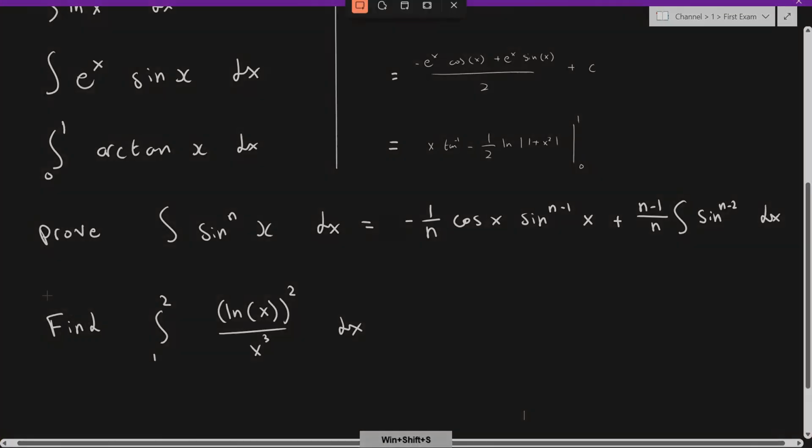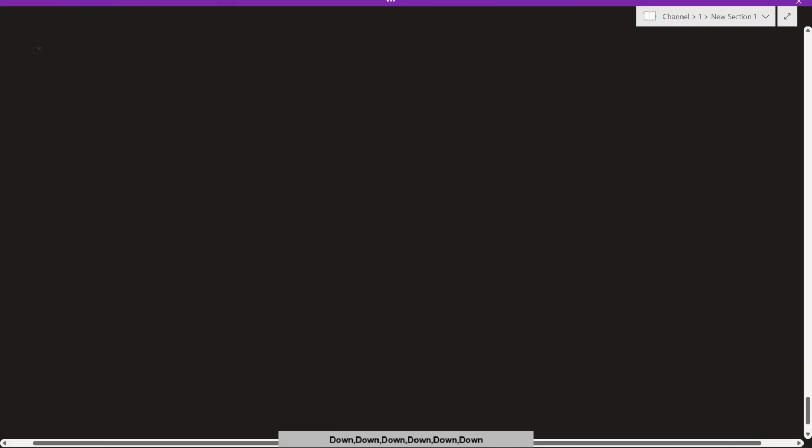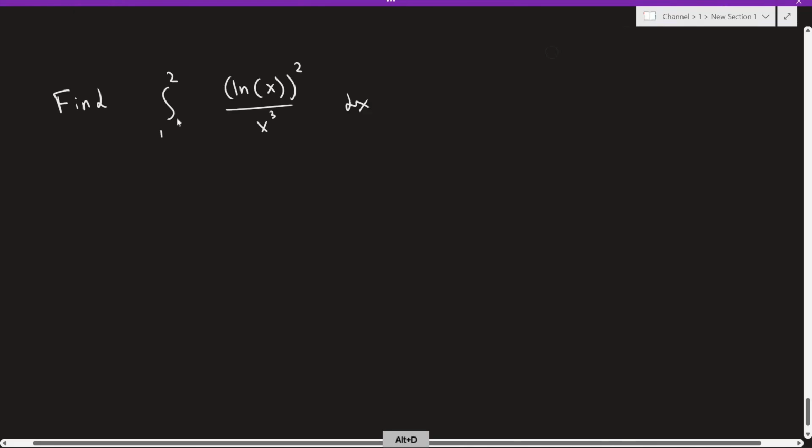All right, next question is finding the integral of ln x squared over x cubed between 2 and 1. But we'll leave that till the end. So first we split it into 2. So we have u is equal to ln x squared, and we have v prime is equal to 1 over x cubed. The derivative of ln x squared is 2 ln x times, since it's inside, 1 over x.